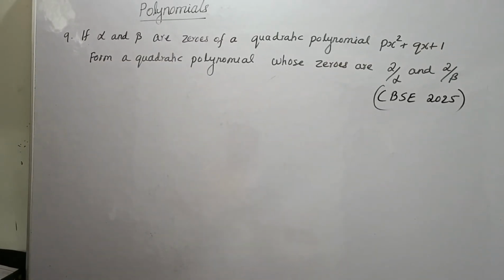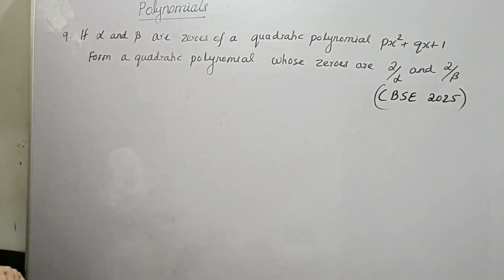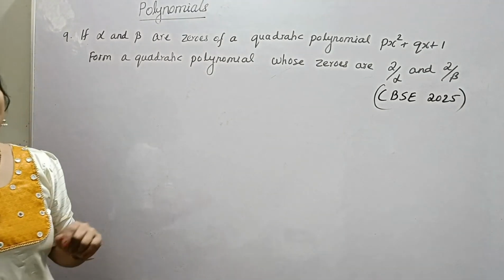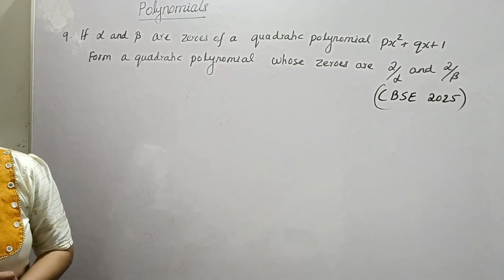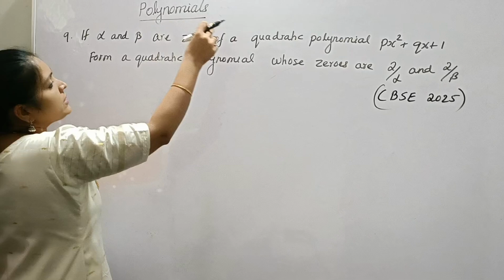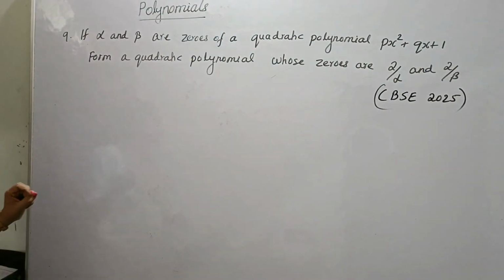Look at this question, last year's question. If alpha and beta are zeros of a quadratic polynomial px square plus qx plus 1, form a quadratic polynomial whose zeros are 2 by alpha and 2 by beta. So first of all, what is given? Alpha and beta are the zeros of the quadratic polynomial px square plus qx plus 1.